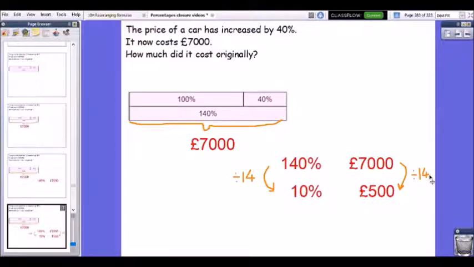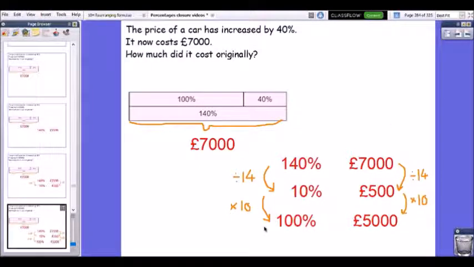7,000 divided by 14 gives me 500. Feel free to use a calculator for these questions, by the way. So now that I have 10%, to get from 10% to 100%, I'm multiplying both sides by 10. So that 100% is £5,000. So looking at that on my diagram, £5,000 is the original cost of the car.